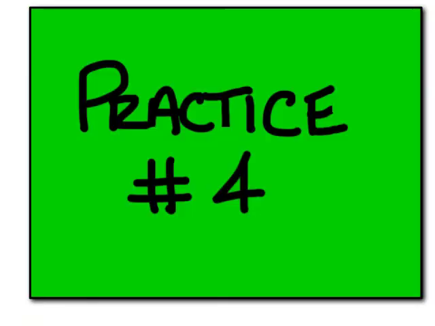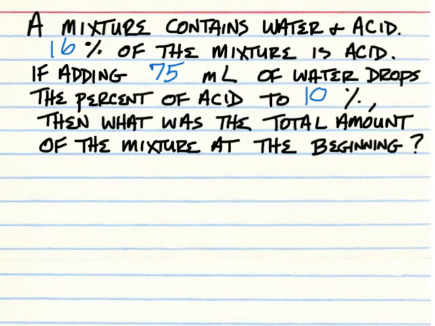Practice number 4. A mixture contains water and acid. 16% of the mixture is acid. If adding 75 milliliters of water drops the percent of acid to 10%, then what was the total amount of the mixture at the beginning?